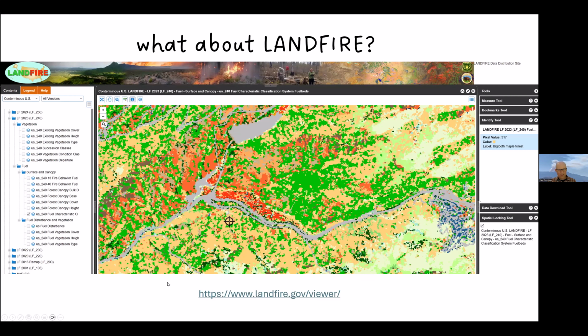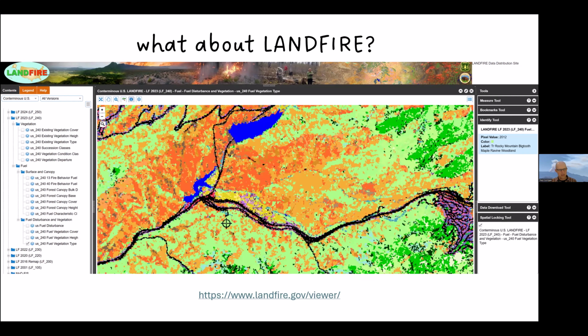Cool. How did we make this map? Well, if you caught the last LANDFIRE session when Darren explained how he made the US 240 vegetation type, if you look, I now have the checkbox down here, right?